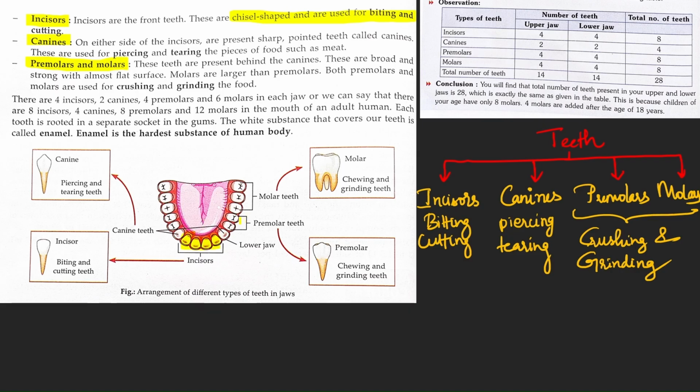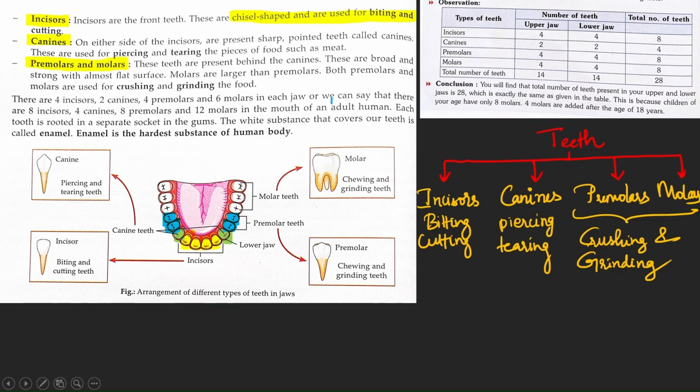Canines: on either side of the incisors there are sharp pointed teeth called canines. So these 2 are called canines. Premolars and molars: these teeth are present behind the canines.